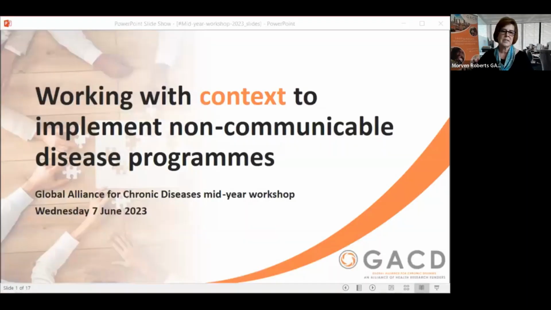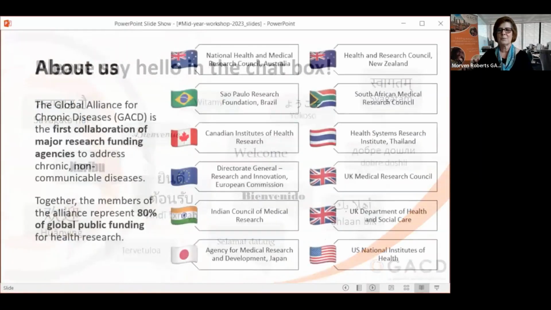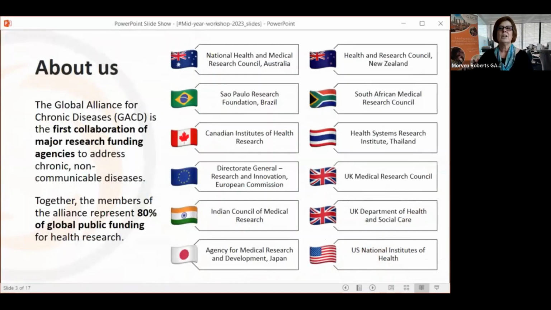I'm Morven Roberts, the Chief Executive of GACD, for those who may not already know me. I'm going to start this session with a very short introduction to GACD itself. I'm going to ask Cherie to put up the first slide, and this is really to set the scene for who GACD is. So the next slide, please. And then I think it's the next one after that. So we've said hello. And here we are.